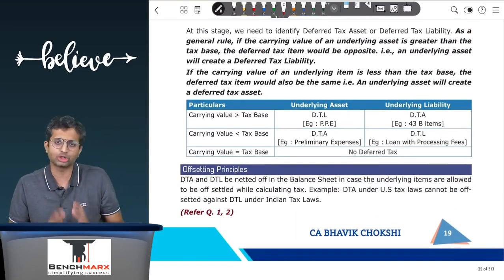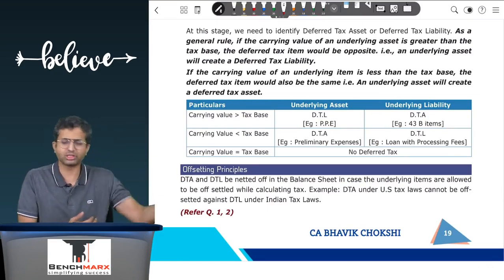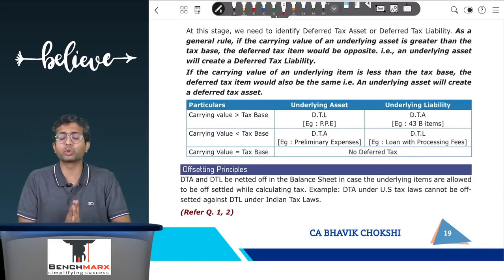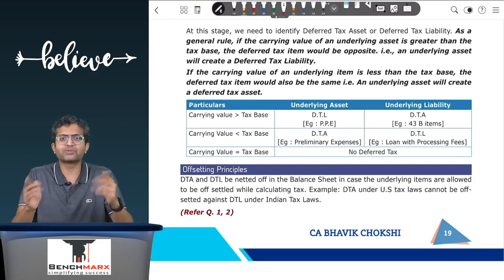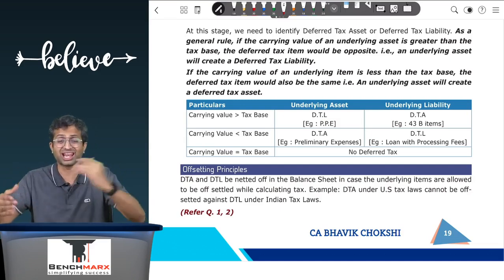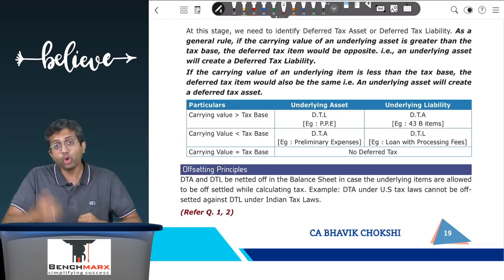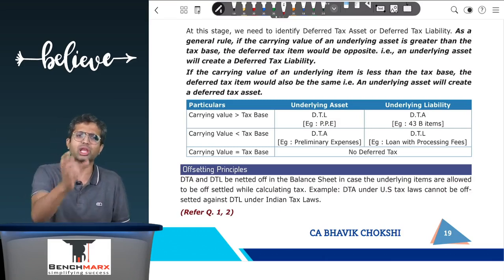it is a deferred tax asset or liability, for which we have in our full classes explained the very detailed rationale. But for the purpose of a quick revision, if you want to remember the rules, just remember that you first figure out what is the underlying item, is it an asset or a liability. For example, PPE is an underlying asset, whereas a loan taken is an underlying liability.